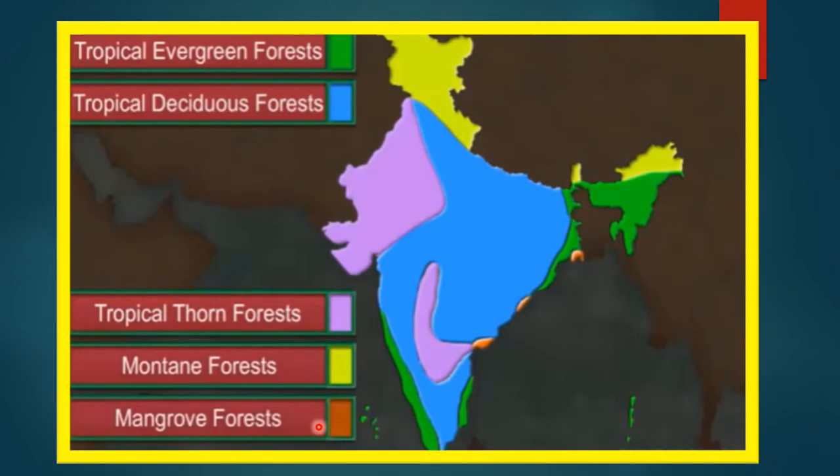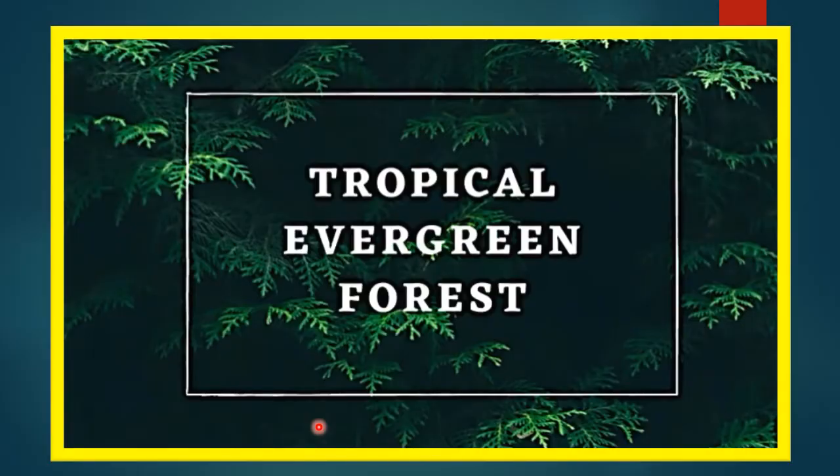Now the following major types of vegetation are found in our country. They are tropical evergreen forest, tropical deciduous forest, tropical thorn forest and scrubs, montane forest, and mangrove forests. Now let us look into the first type of vegetation, that is tropical evergreen forests.